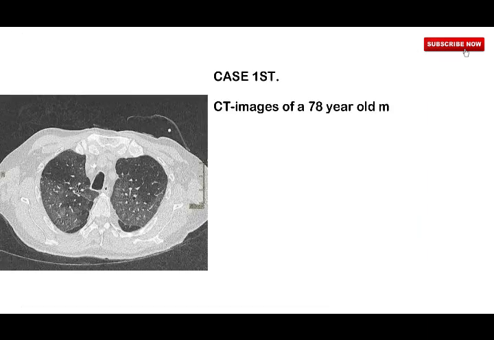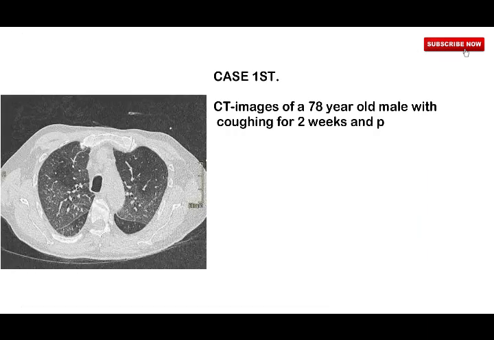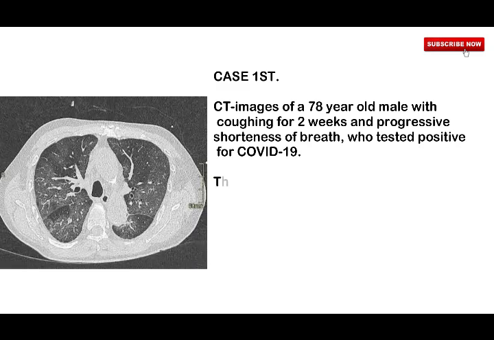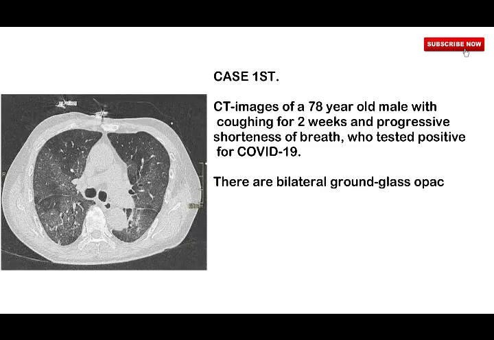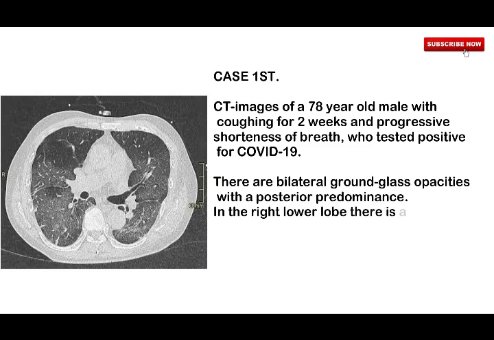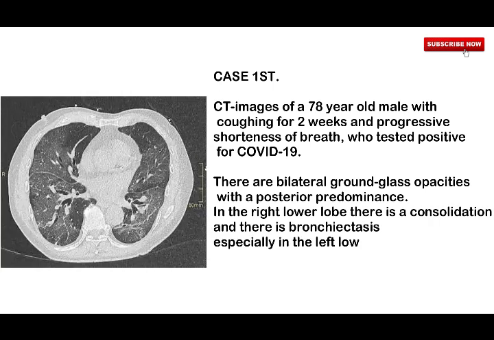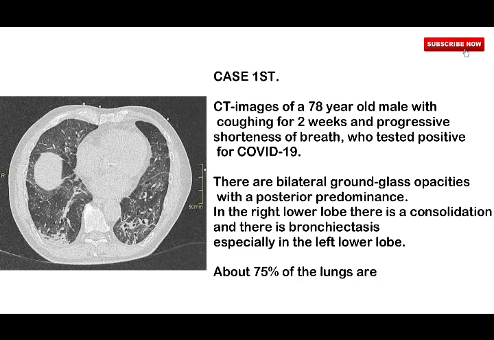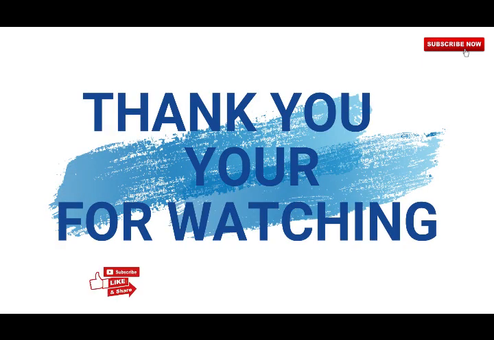Case first. CT images of a 78-year-old male with coughing for 2 weeks and progressive shortness of breath, who tested positive for COVID-19. There are bilateral ground glass opacities with a posterior predominance. In the right lower lobe there is a consolidation and there is bronchiectasis, especially in the left lower lobe. About 75% of the lungs are involved.